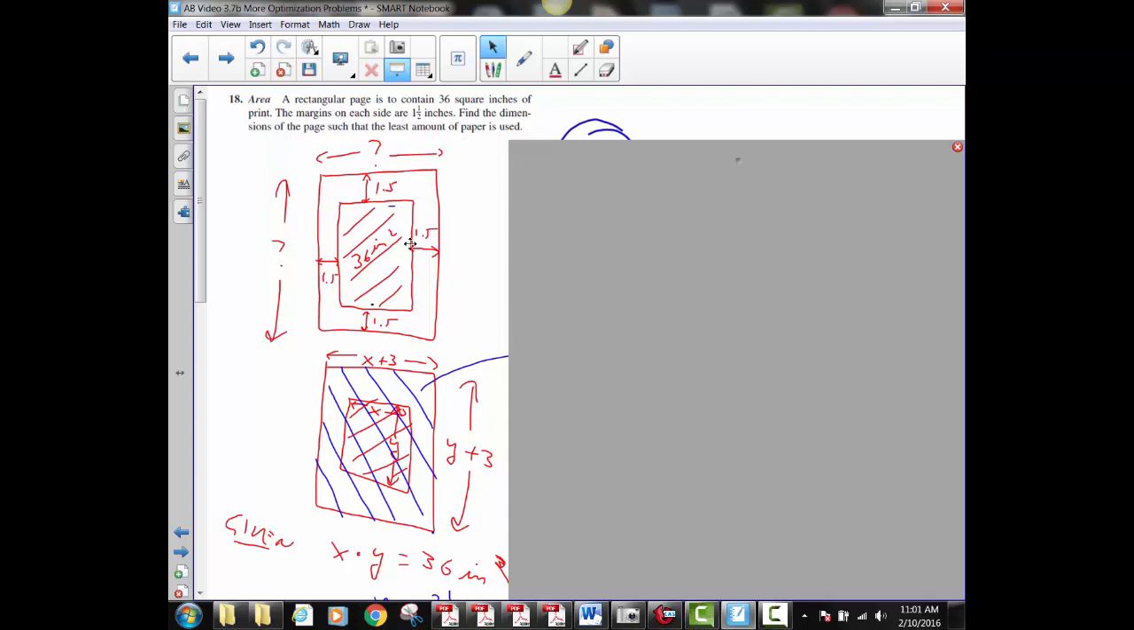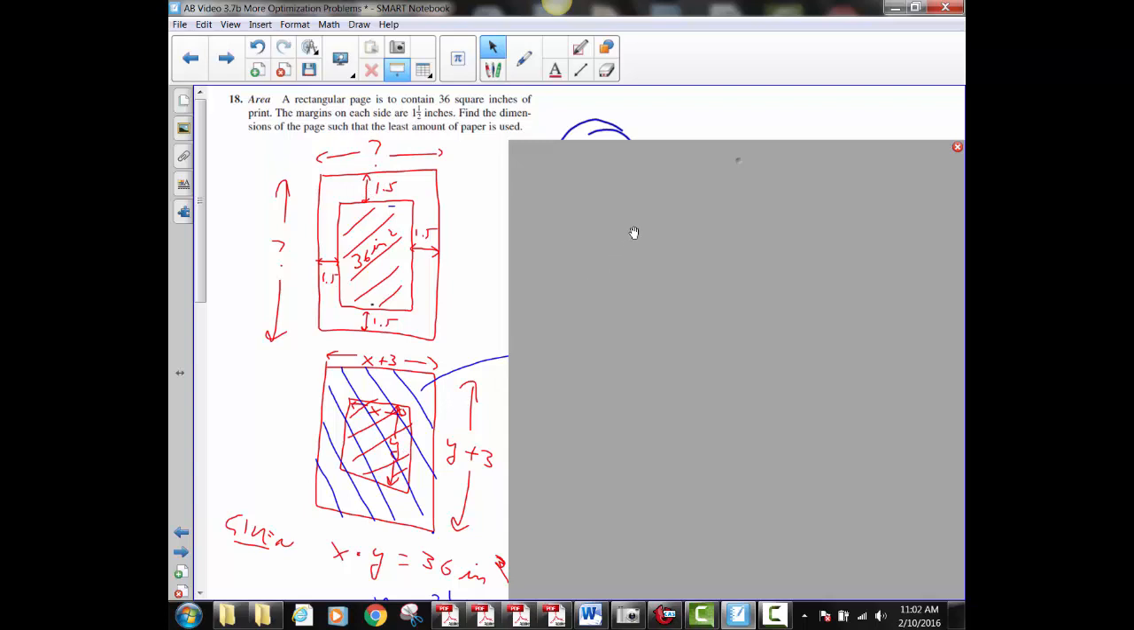So we know the printed area right here is supposed to be 36 square inches. The margins are 1.5 inches on each side. So if we look at the piece of paper itself, which is the blue, if I call this x and this y, which is the length and width of the printed area, then this is going to be x plus 3 because I have the x, and don't forget I'm adding 1.5 on both sides. If this is y, then this is y plus 3 because, again, I'm adding the 1.5 top and bottom.